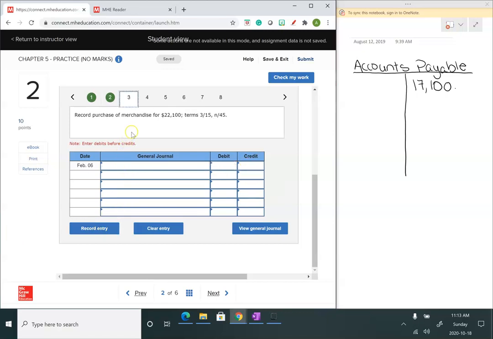My next journal entry is record purchase of merchandise for 22,100, terms 3/15 and 45. So I get a 3% discount if I pay within 15 days. Otherwise, I owe in 45 days. So when they give me the terms, it's a good indicator that I'm not paying cash right now, so it's going to go to accounts payable. So I'll do merchandise inventory, 22,100, and accounts payable, 22,100. And I'll move this credit, 22,100, into my T account.